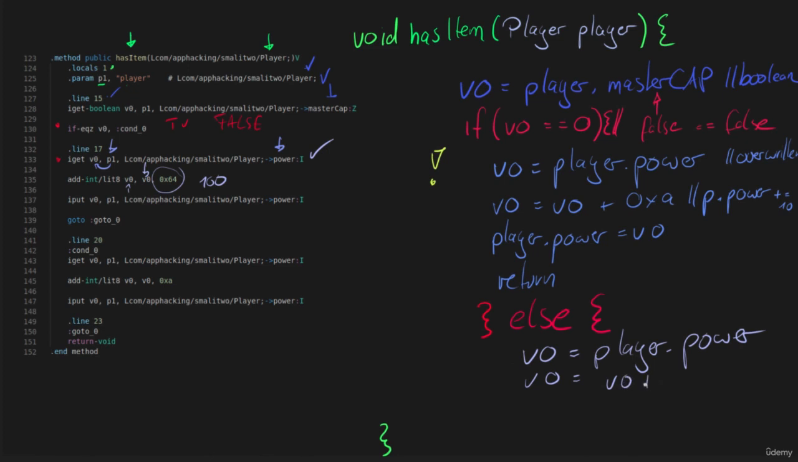So V0 plus 0x64, which means still no space, plus 100. There we go. Okay. And then we are putting it back into P1. So player.power, there we go, player.power is equals v0.